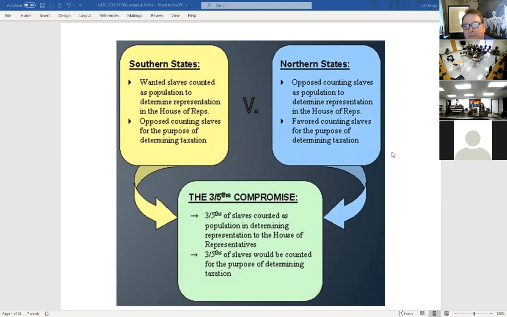All right, we're going to move to a second major compromise that took place at the Constitutional Convention, called the 3/5 Compromise. You'll find this in detail on page 34 and 35.